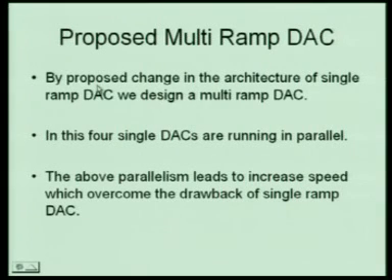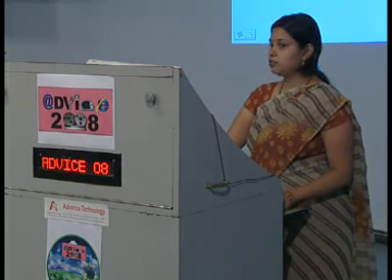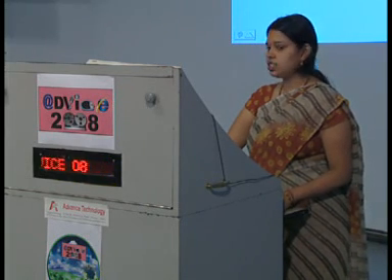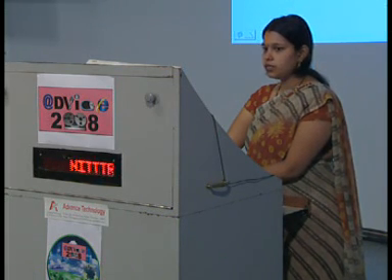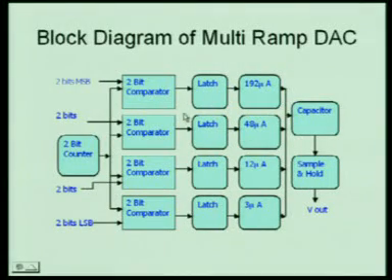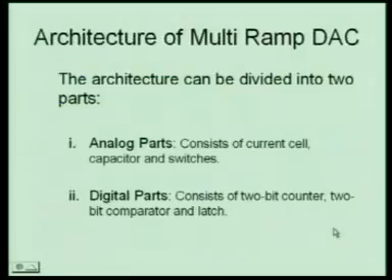By changing the architecture of the single ramp based DAC, we have proposed the architecture of a multi-ramp based DAC in which 4 single ramp DACs are operating in parallel. This is the block diagram of the multi-ramp DAC in which, for the 8-bit data, we are using a 2-bit counter and 2-bit comparator so that the speed of the DAC increases.